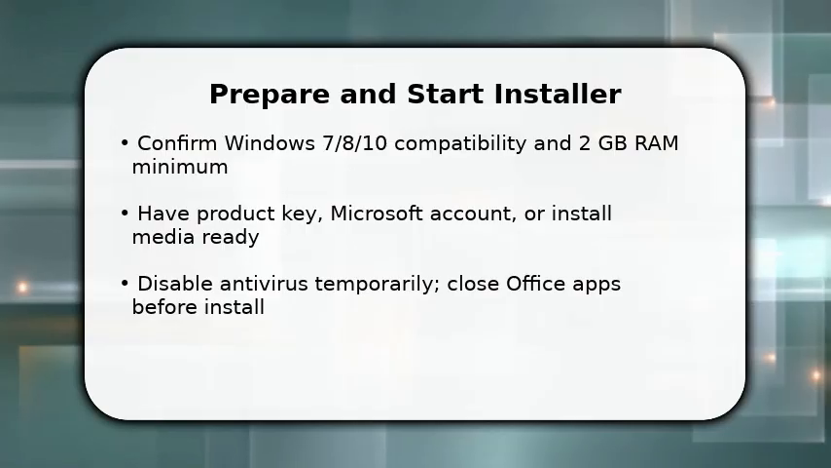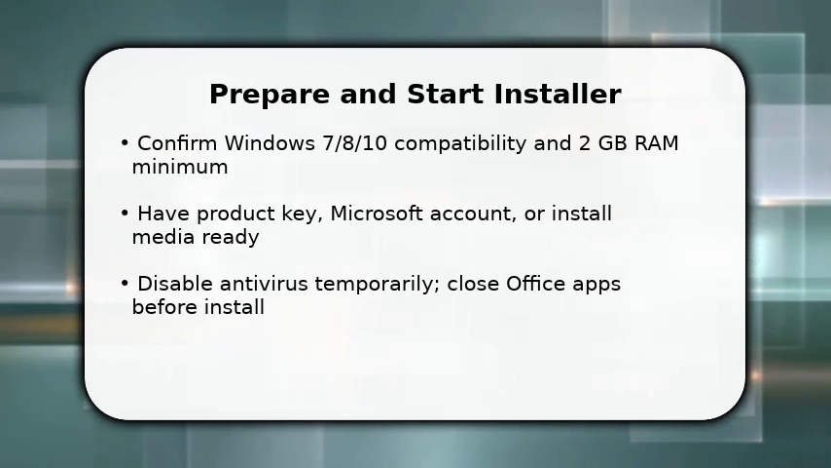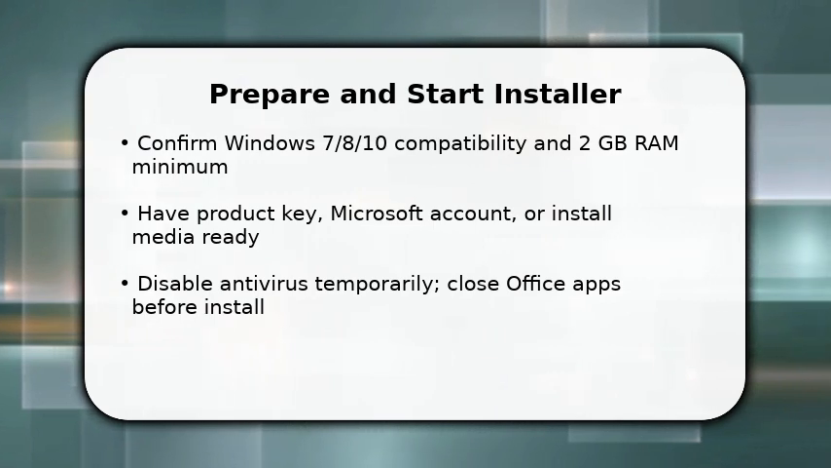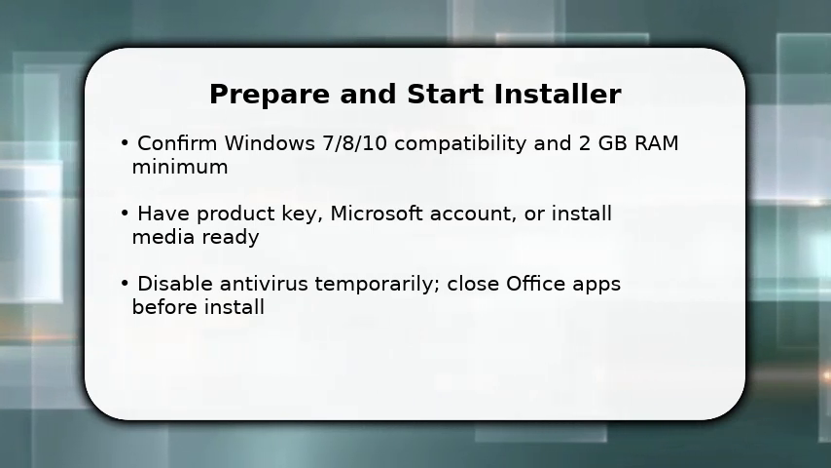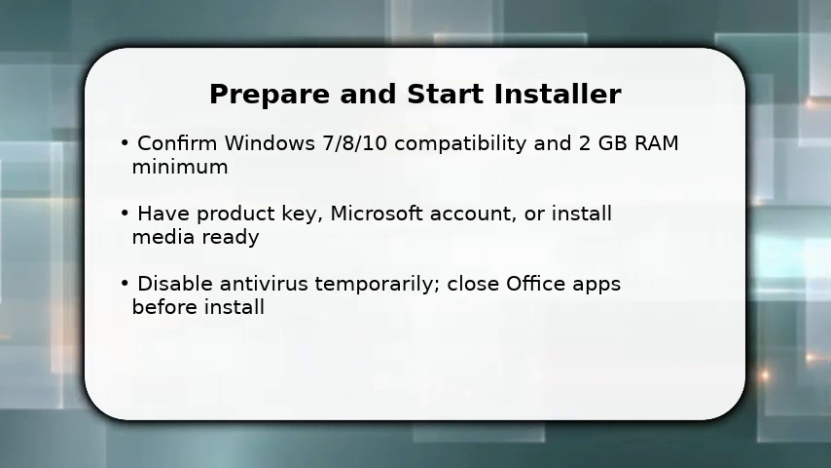Enjoy the video. You begin by confirming system compatibility and gathering essentials: product key, Microsoft account, or installation DVD/ISO. Once ready, sign into the Microsoft account or insert media. This authenticates the license. Make sure antivirus is off and all Office applications are closed to avoid file conflicts.